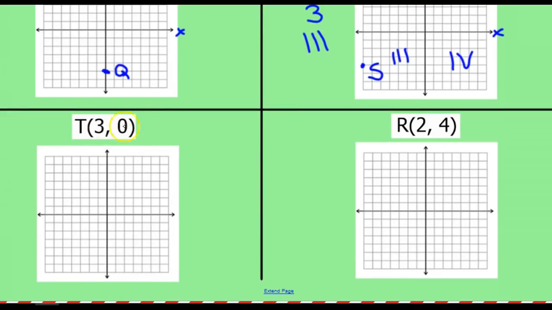Point T. We have our y, and we have our x. Our x is the first one, our y is the second one. We're going 3 on the x, 1, 2, 3, and 0 on our y, so we're not going anywhere above that. That is point T. Now this is on the x-axis.